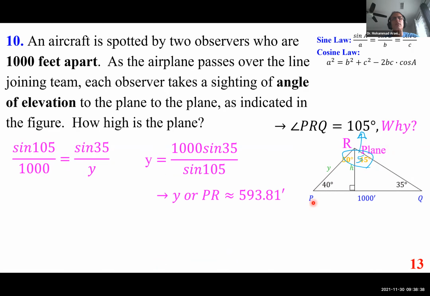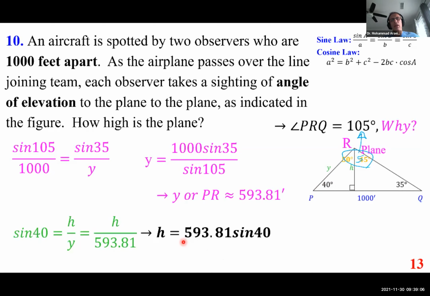with a bunch of decimals. Now, if you look at this left triangle, which is a right triangle, sine of 40 is the opposite, which is h, over the hypotenuse, which is y, and h is missing, which is the product of sine 40 and y, which we found it to be 593.81. And using a calculator, we come up with the answer with a bunch of decimals, 381.69 feet. That would be the answer.